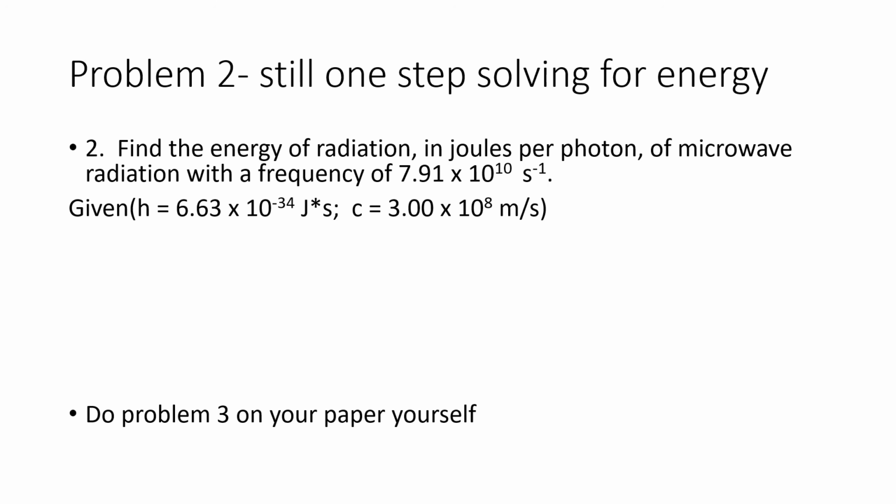So the next problem on your paper, problem number 2, is still the same as the one we did in the first problem. We're solving for energy. It says, find the energy of radiation in joules per photon for microwave radiation with a frequency of 7.91 times 10 to the 10th per second. So once again, we're being given a frequency, and we're going to need Planck's constant to solve for this, and we're looking for energy. So this is our unknown. This is our known.